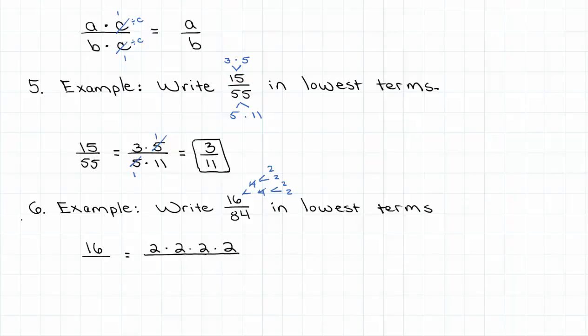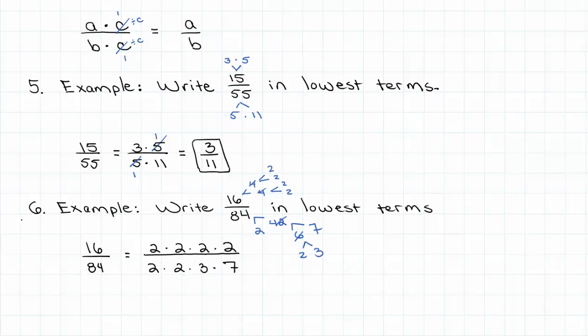Okay, we're going to do the same thing with the 84. I'm going to factor out 84. 84 is the same thing as 2 times 42, and 42 is the same thing as 6 times 7, and 6 is the same as 2 times 3. So the prime factorization of 84 is 2 times 2 times 3 times 7.